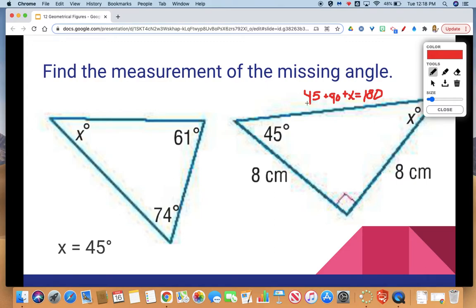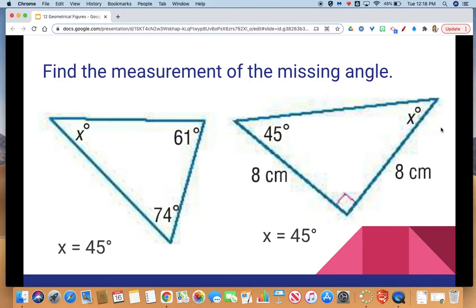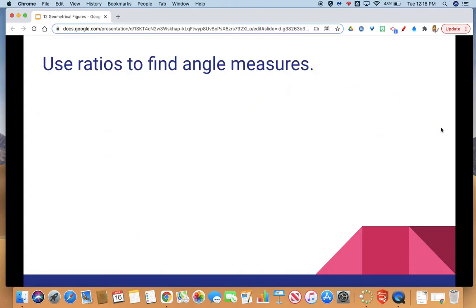Add up the 2 angles you know. You should have gotten 135 plus x equals 180. Subtract 135 from both sides, you get 45 degrees. That's how we find a missing angle measurement in a triangle. We can also use ratios to find angle measurements.